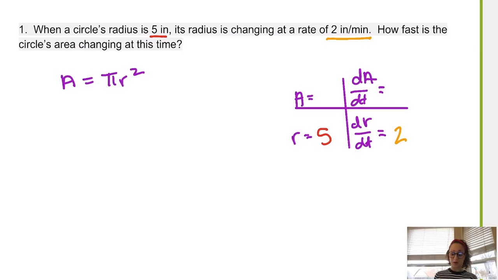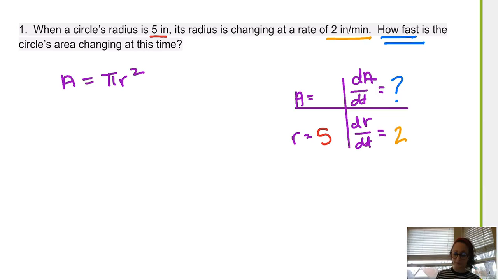And so what are we looking for? Well, it says how fast is the area changing at this time? How fast means we're looking for a derivative, right? So we are looking for dA/dt. So let's put our question mark there. All right, so we've filled out our chart. Now we're on step 4.